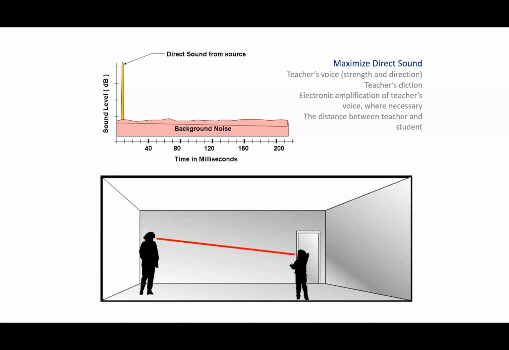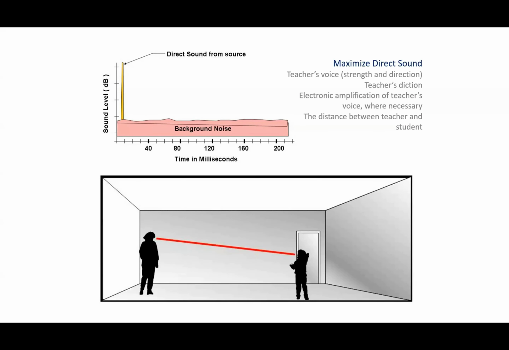Then there's that direct sound, the sound from the teacher to the student. We want to maximize that direct sound. That's going to be made up of elements like the teacher's voice: the strength of their voice, and the direction. Are they facing the whiteboard when they're talking, trying to teach something, or are they actually facing the students? The teacher's diction as well. And in a large space, there may need to be electronic amplification of the teacher's voice. The other thing is that distance between the teacher and the students, which is going to have an impact on this sound level as well.